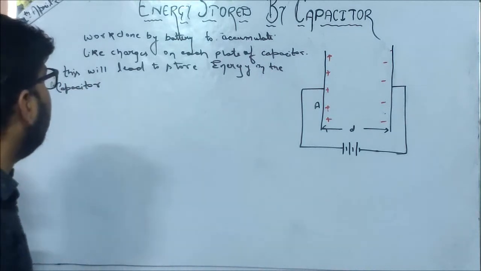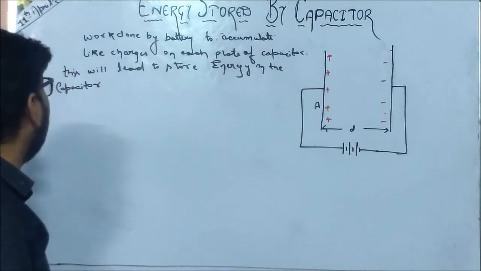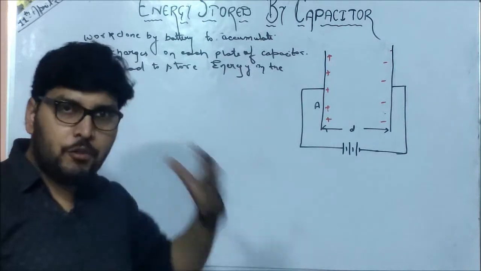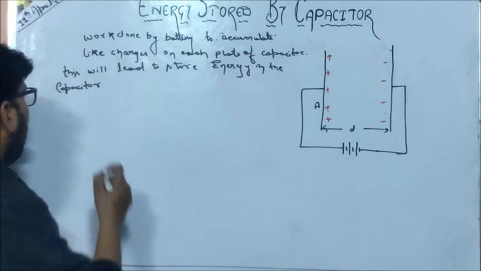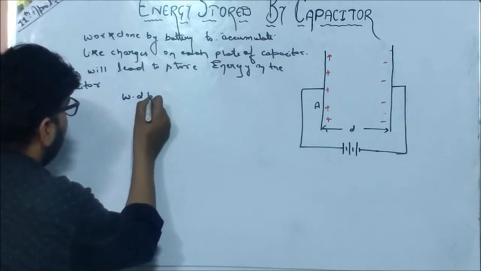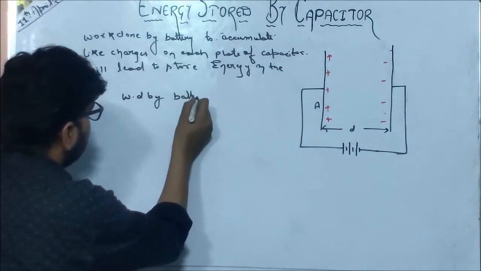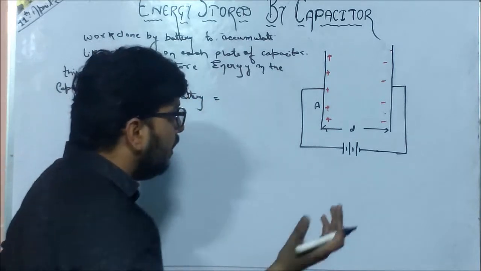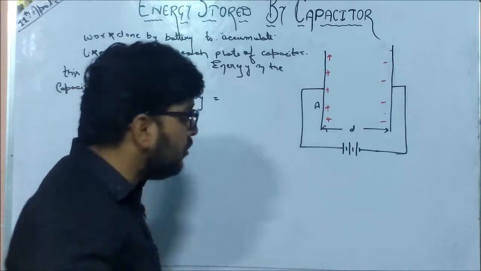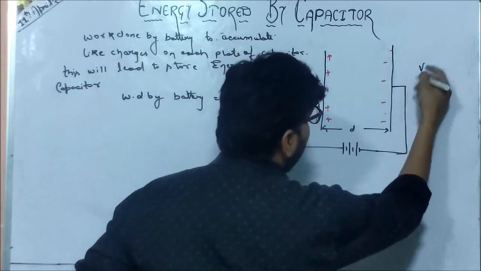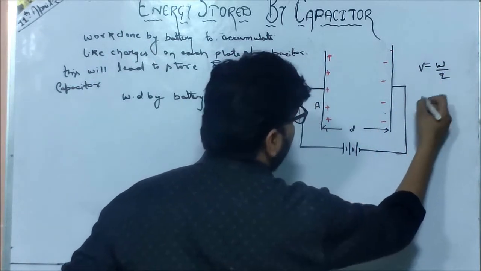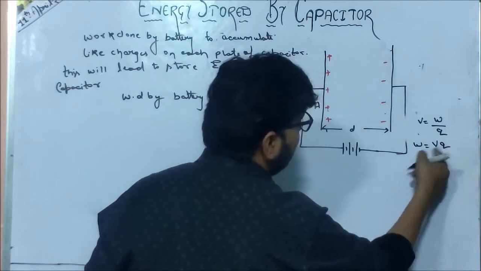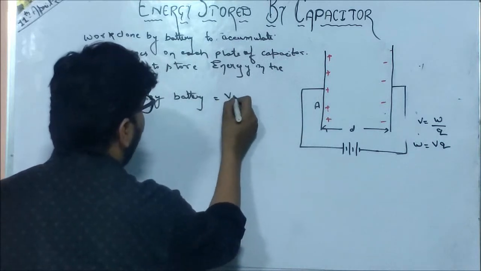So work done by the battery to accumulate like charges on each plate of the capacitor will lead to storing energy in the capacitor. Now we will derive the formula of this work done. Now, work done by the battery: we know that the work done in moving a unit charge is W by Q. So the total work done by the battery to move charge is V into Q. So I can write it as V into Q.